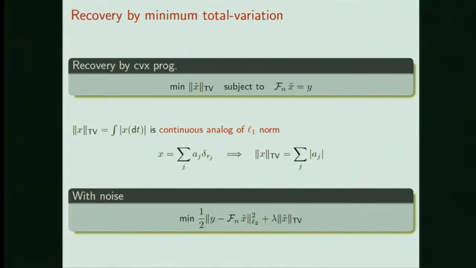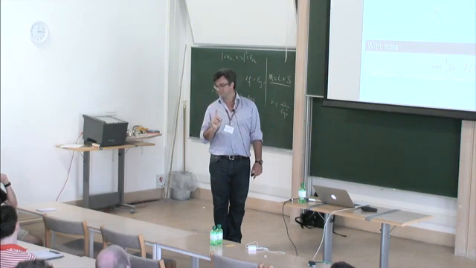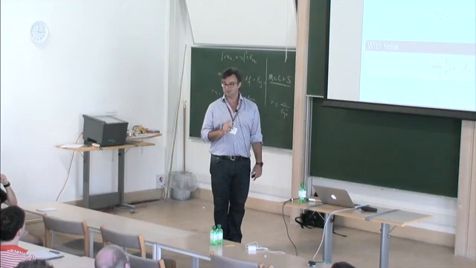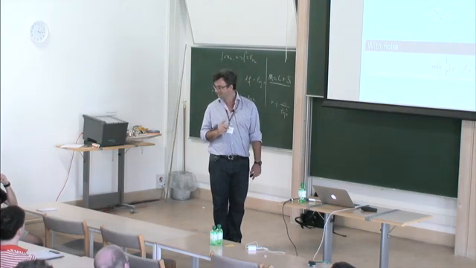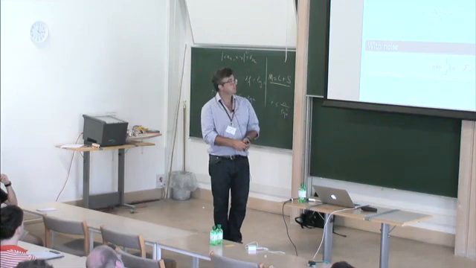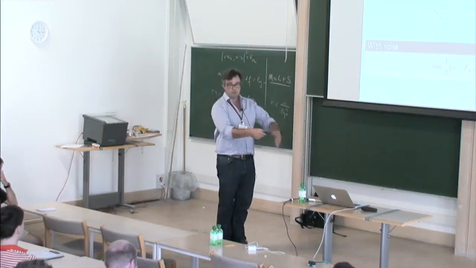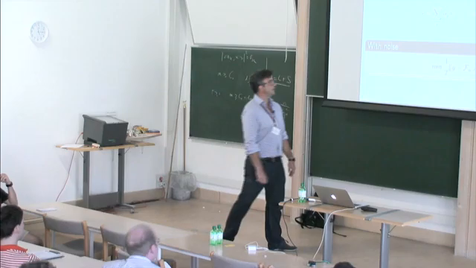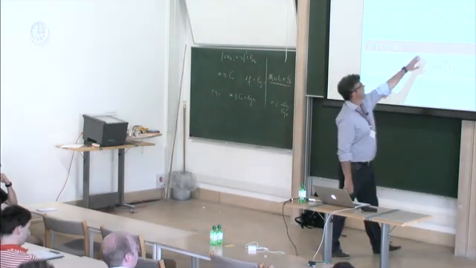Well, it's a continuous analog of the L1 norm. If I was on a grid, it would just be the L1 norm. And the total variation norm of a probability measure is 1. The total variation norm of the sum of two probability measures is 2. So it's basically the sum of the amplitudes. It's a continuous analog of the L1 norm.